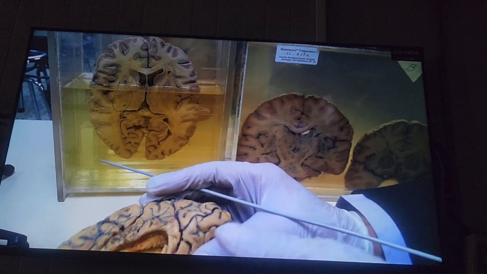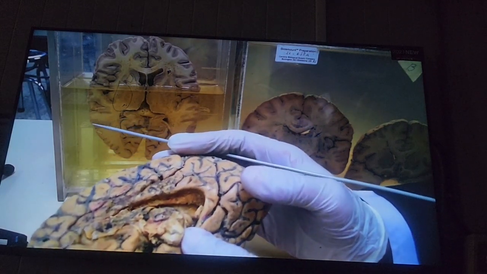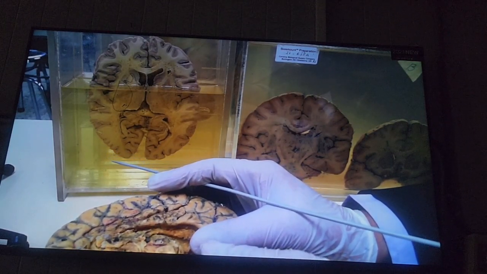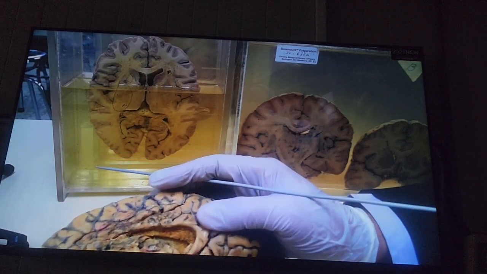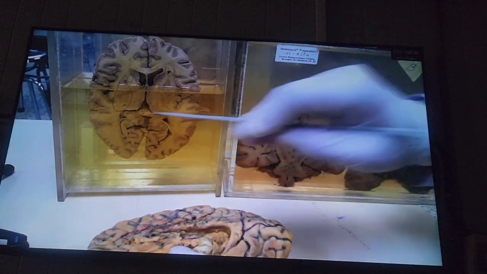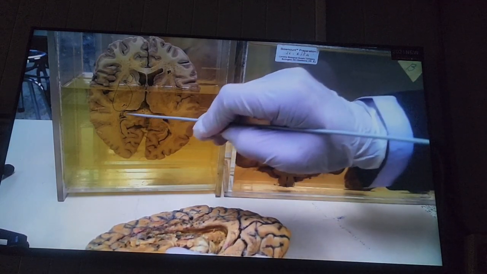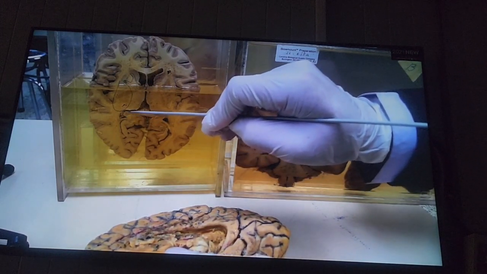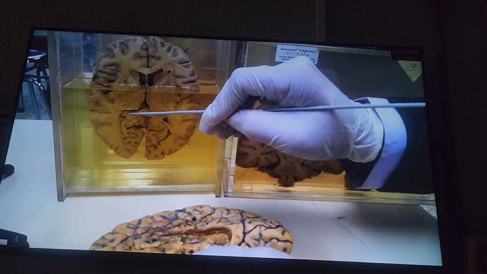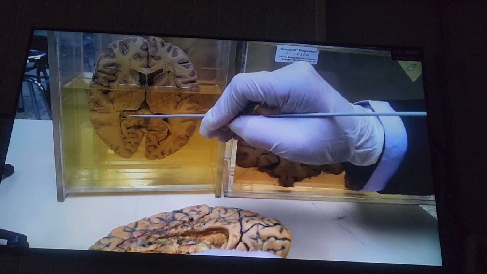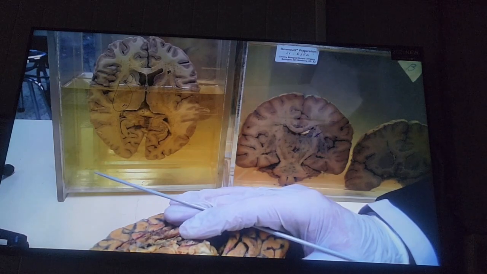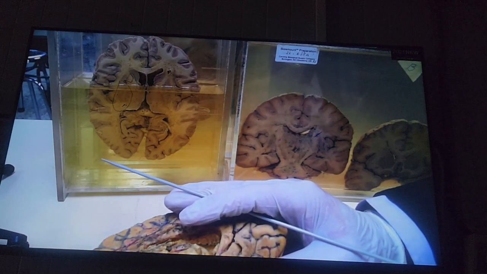The roof on the lateral wall is formed by the tapetum and optic radiation, which is part of the medullary center. The inferior horn is the largest, and it is floored medially by structures. Here you can see, this is the inferior horn, occupied by the hippocampus, and laterally by a collateral eminence, which is the expanded posterior part of the collateral triangle.